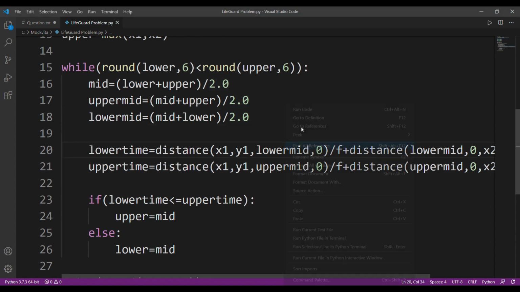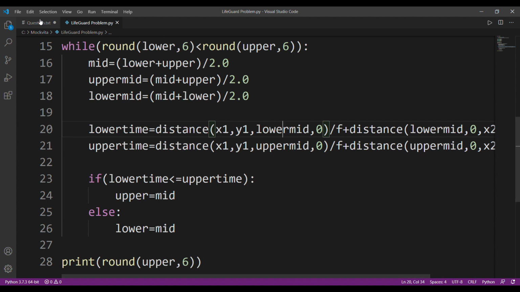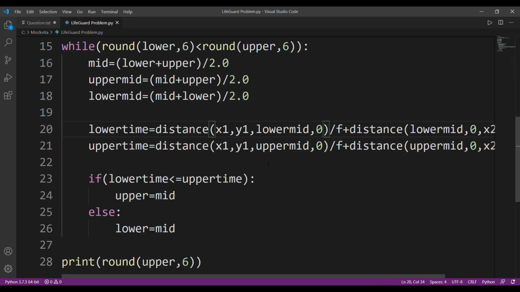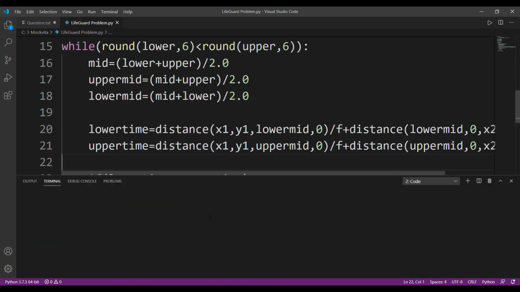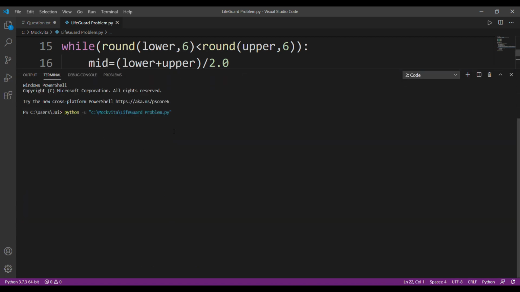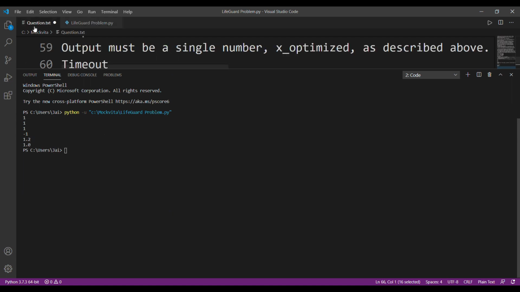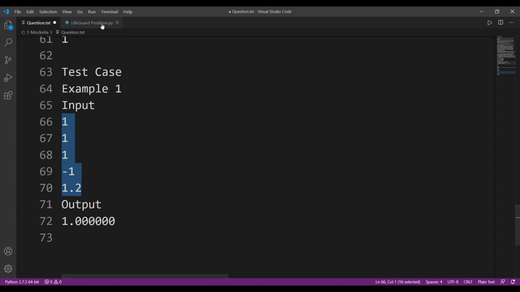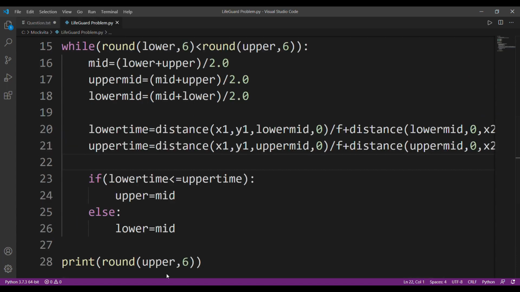Okay, let's just try to run. By the way, let me just copy the test case. We have been provided with a test case. Luckily no error. Okay, let's run 1.0, and what is the answer? Okay, the answer is 1.00000. I need to format it. Oh, okay, so round will just round up my value.